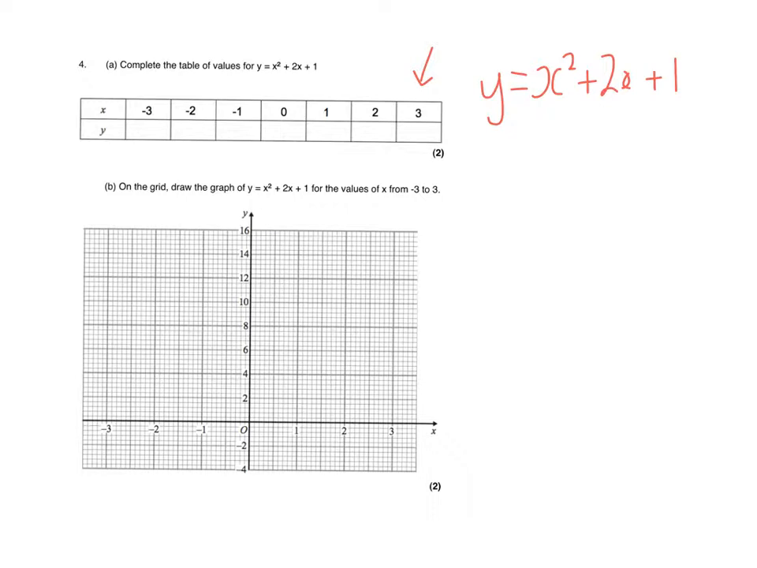So we're doing 3 first, so it's going to be y equals 3 squared plus 2 times 3 plus 1. Indices first, 9, then your multiplication, 2 times 3 is 6, and finally your addition, so that's going to be 16.